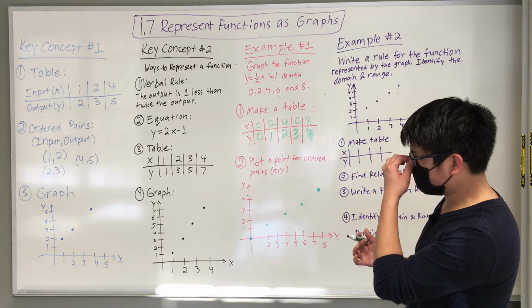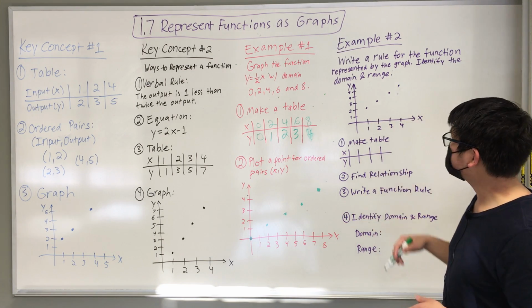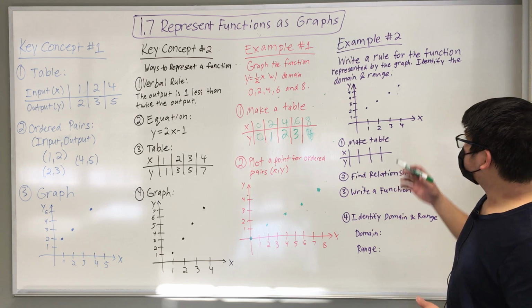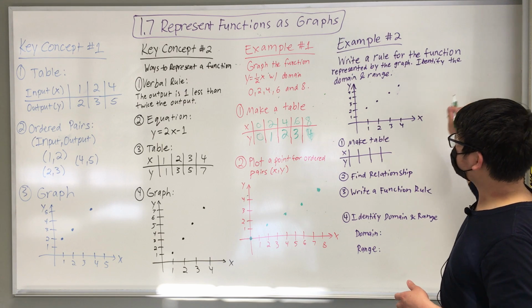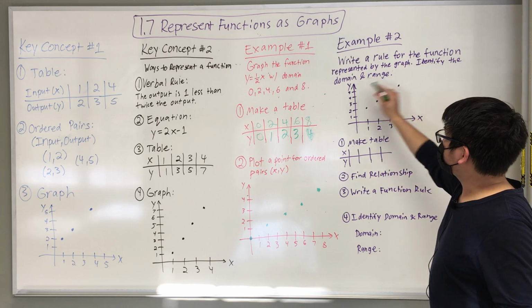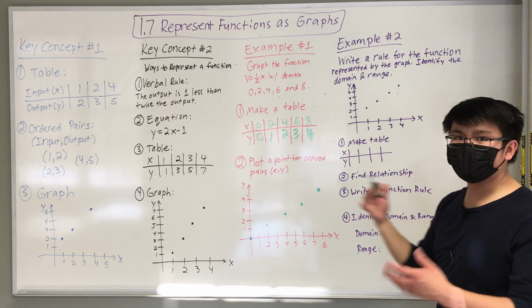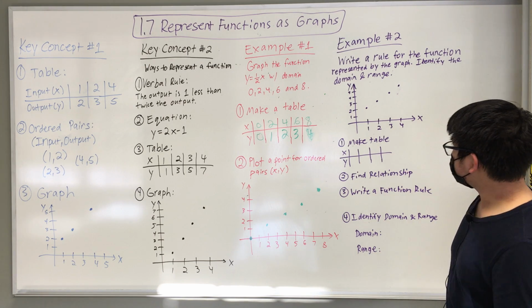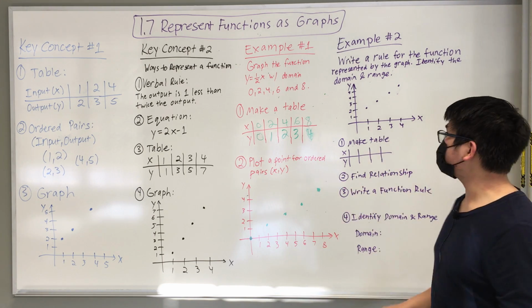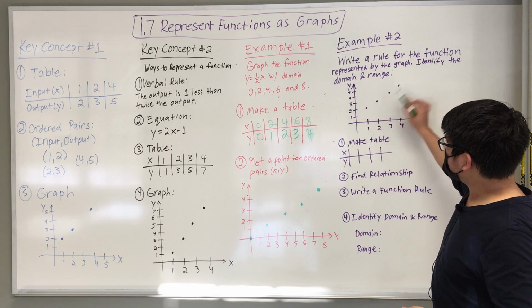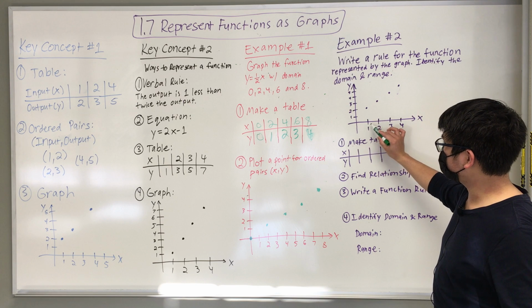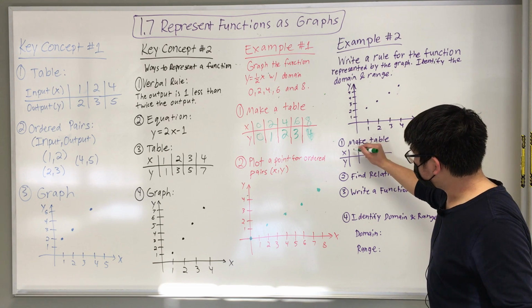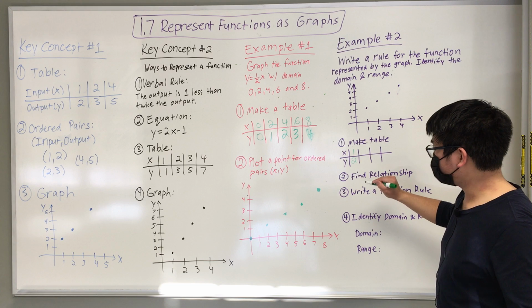That's pretty easy. So let's take a look at the final example here, example number 2. This one's a little bit harder. It says, write a rule for the function represented by the graph. Identify the domain and range. So we're given this graph, and we have to write a rule for that function. Let's start off. Again, step 1 is always to make a table. So let's identify the points. Let's see the first point right here. We're going over 1 and up 2. So the input is 1, and the output is 2.